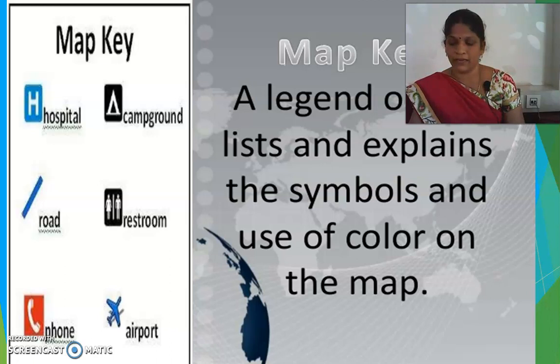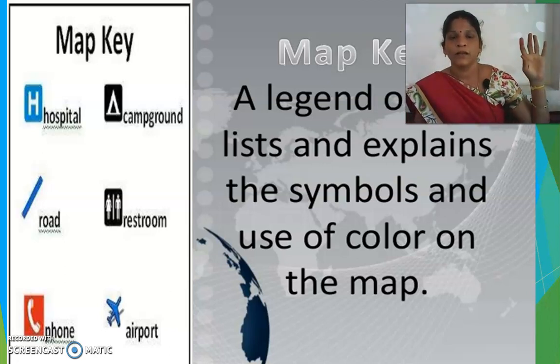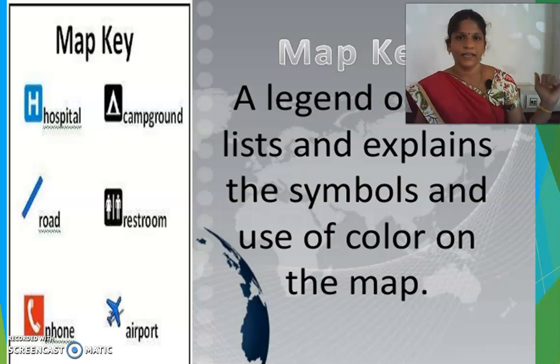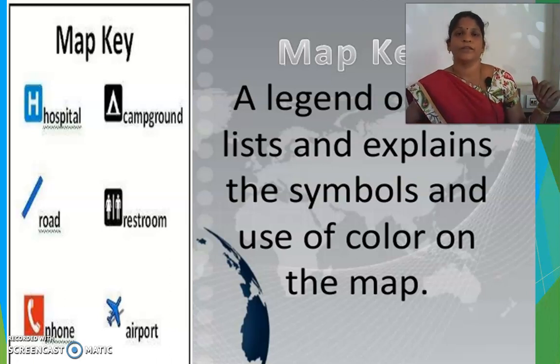Okay, symbols, that is the key. The legends or key are always given in the southeast corner of the map. From that we can read the map easily. So the map key helps us to read the map easily. It reduces the text writing and it reduces the drawings.